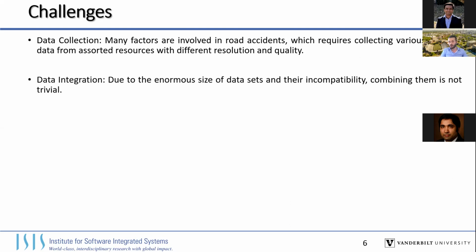Then usually data is coming from different organizations or different resources. So combining them may not be easy, because of various reasons. A simple example: assume you have the geometry of the roadways through OSM, for example, and you have the GPS of the accidents from another source, and these coordinates are usually noisy.